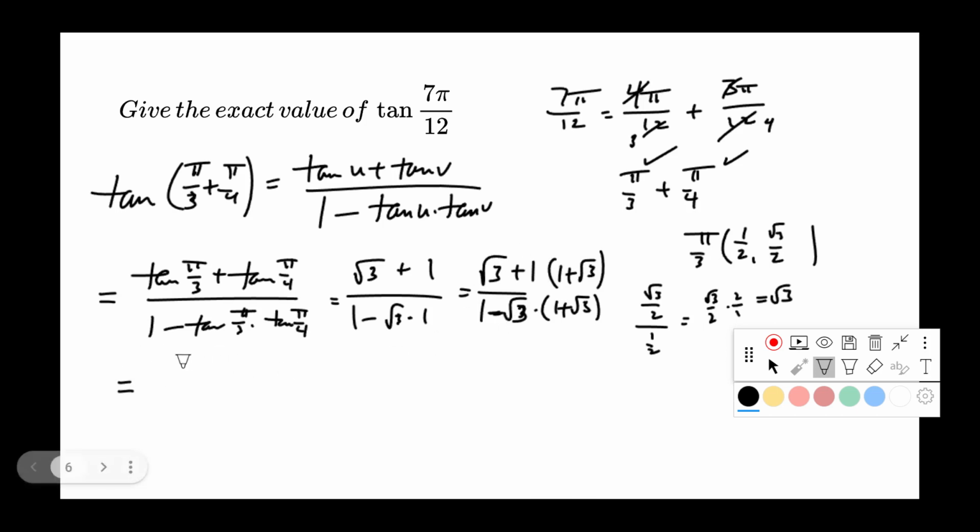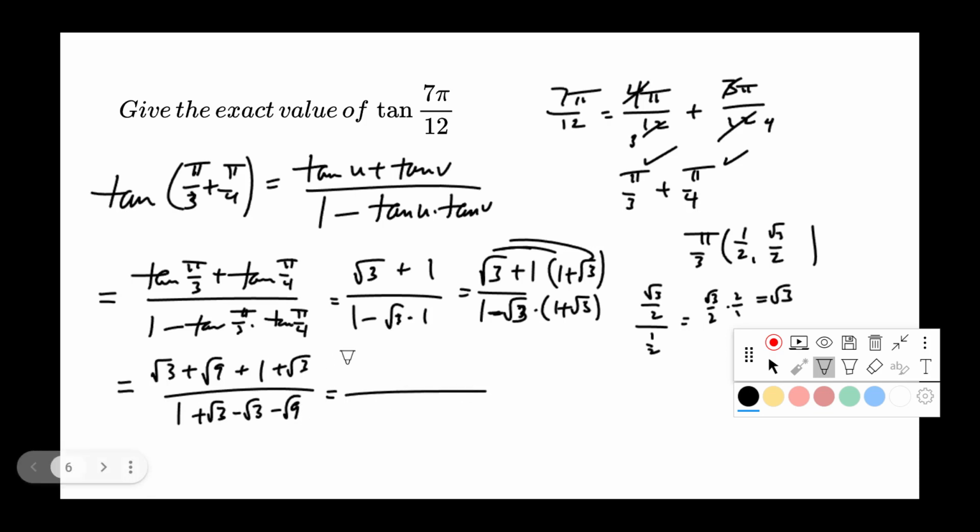So if I multiply across the top, I get root 3 plus root 3 times root 3 is root 9 plus 1 plus root 3, 1 root 3. On the bottom, I get 1 plus root 3 minus root 3 minus root 9. So if we clean this up a little bit, we get 2 root 3 on the top. Those two combined. Square root of 9 is 3 and 1. That makes 4 if I finish up the top.